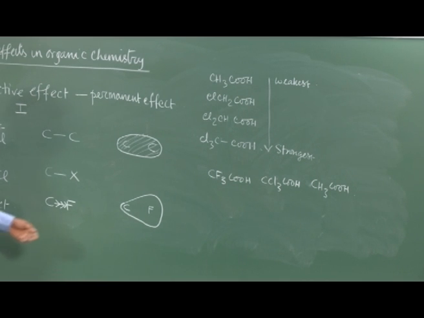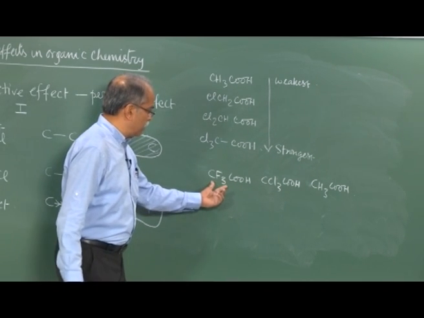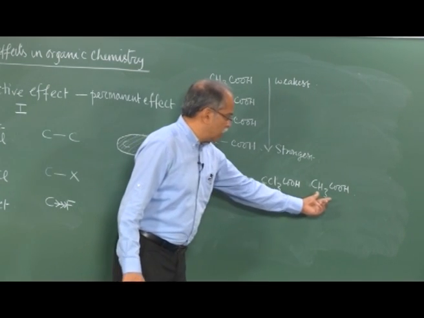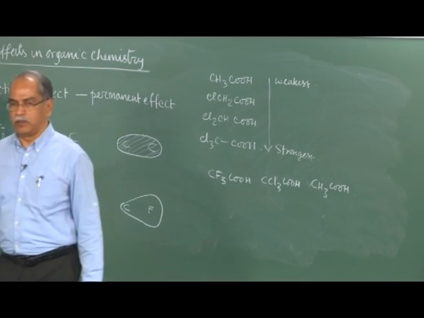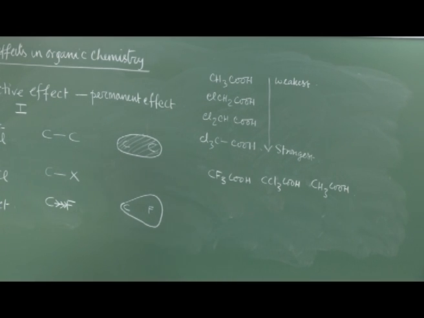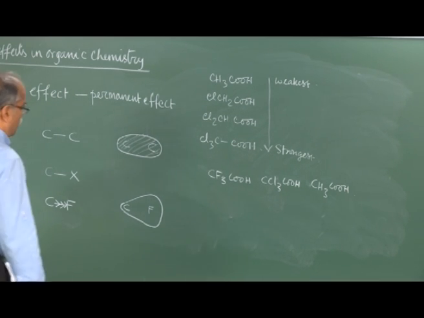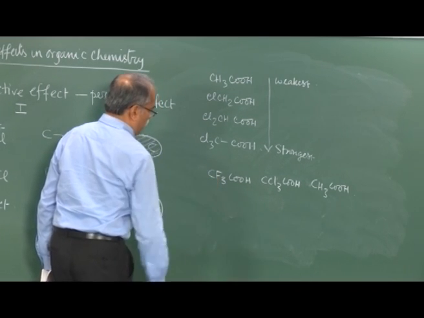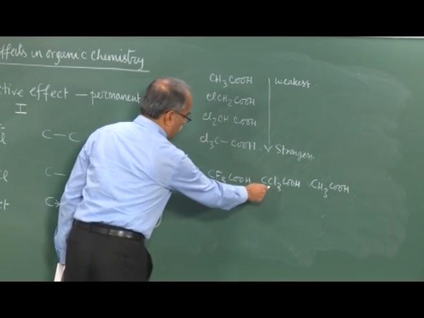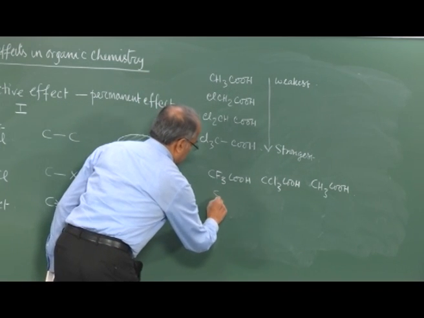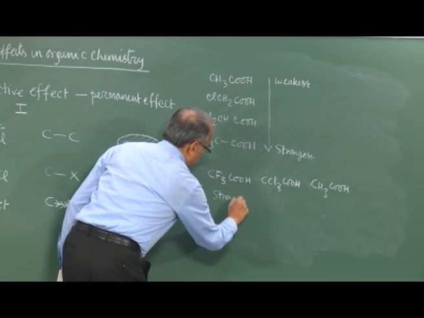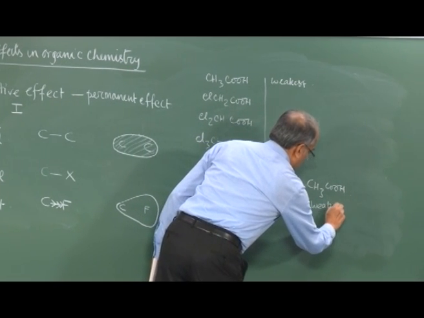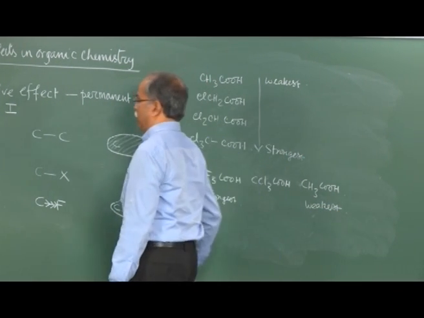The fluorine is the most electronegative. All of them are having tri-substitution. This is 3 chloro and 3 fluoro, 3 hydrogen in this particular case. So, as a result of the number of chlorine atoms being more in this particular case, and the electronegativity of fluorine being more than the electronegativity of chlorine, this is the strongest acid, and this will be the weakest acid in this particular case.